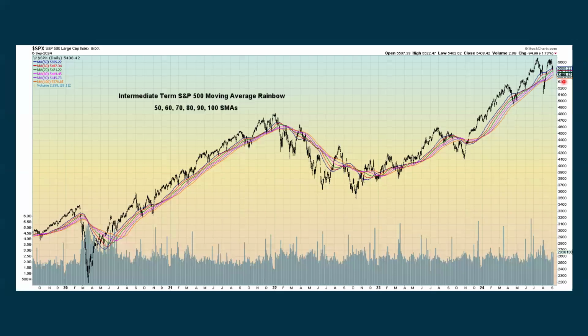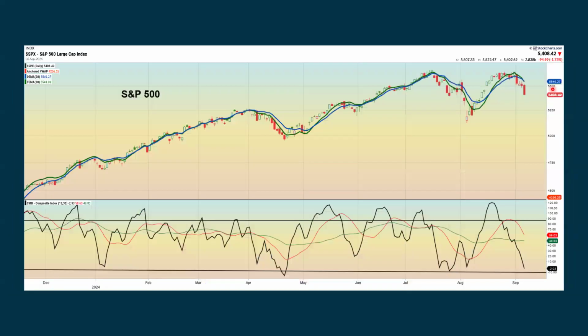And intermediate term, another rainbow going from 50 periods up to 100 periods, coming down, but you can see the lines are still pretty flat right now. It's going to take a little bit more time to show more weakness in the intermediate term. We're negative there based on other charts that we look at. But if we can bounce up out of this, then there won't be a lot of damage that has been done. If we continue to drop, eventually these lines would start to roll over.